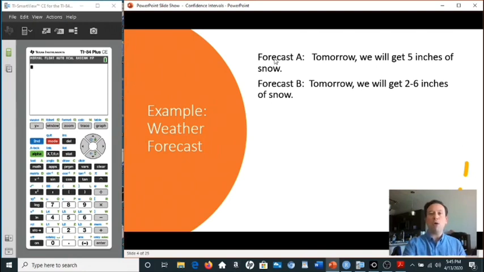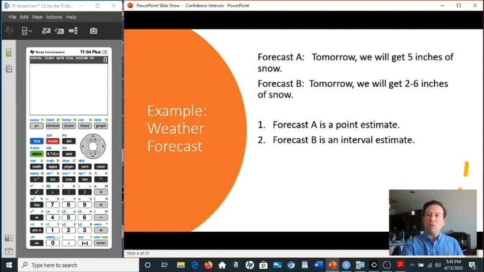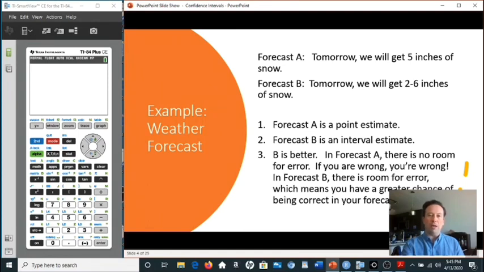So let's say forecast A, they say tomorrow we're going to get 5 inches of snow. Versus forecast B, tomorrow we will get 2 to 6 inches of snow. So let's compare the two forecasts. First we can say that forecast A is a single number, so it's a point estimate. Forecast B is a range of numbers, so that's what we call an interval estimate. Which is better? Well, B is better, and here's why.